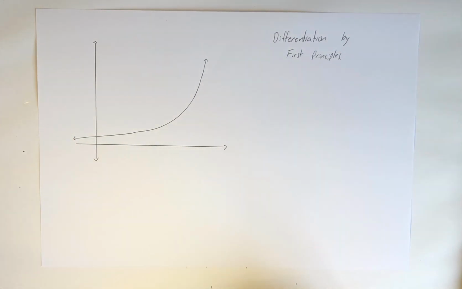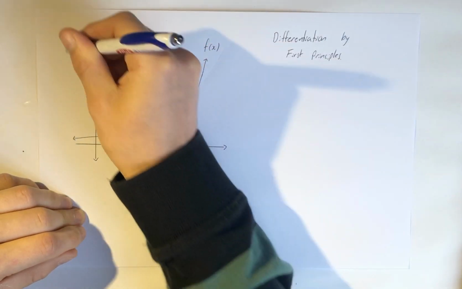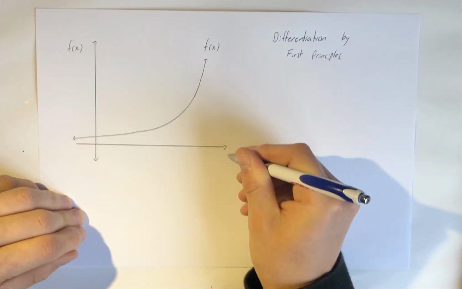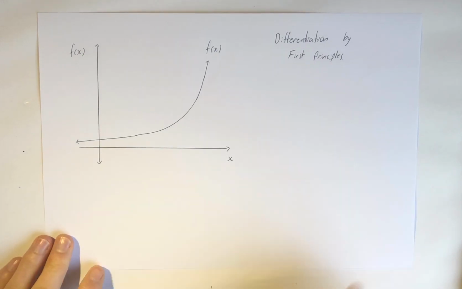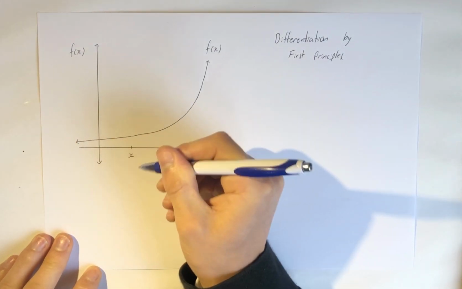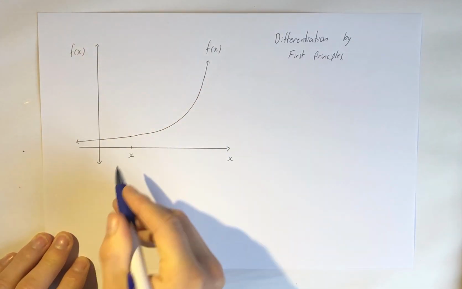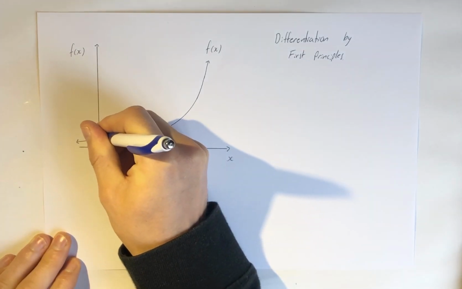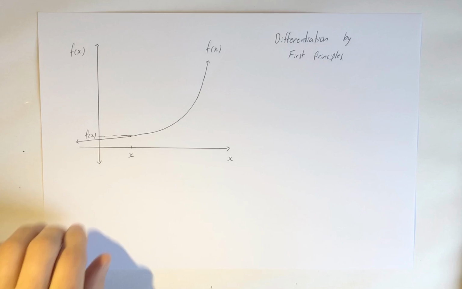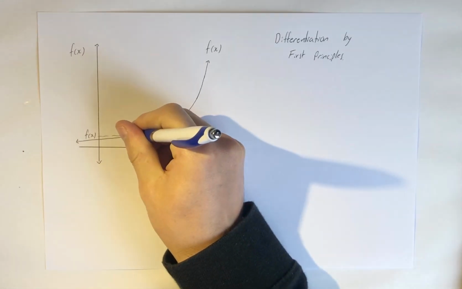So what I've got is some random function. It's just f of x. So on this axis is output, and on this axis is input. So let's take a point x. Then this point here corresponds to f of x. And so what we're going to be doing today is approximating the gradient of that function.